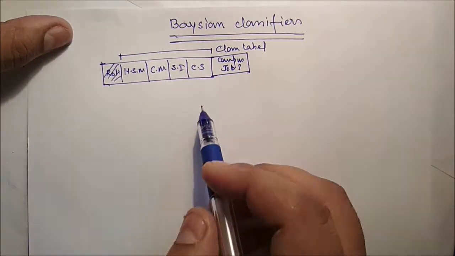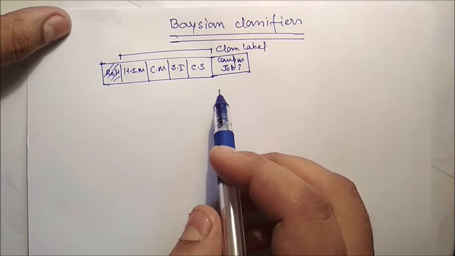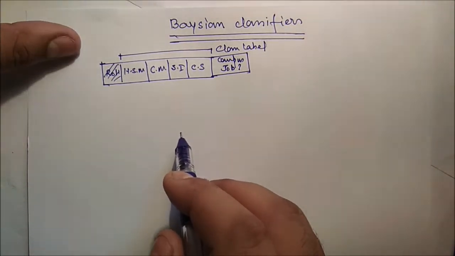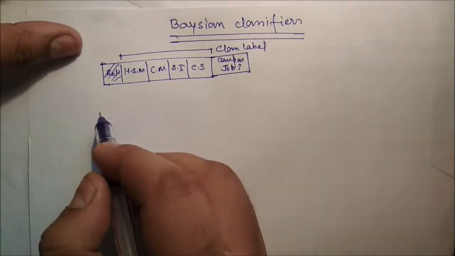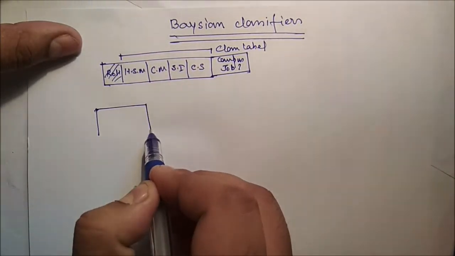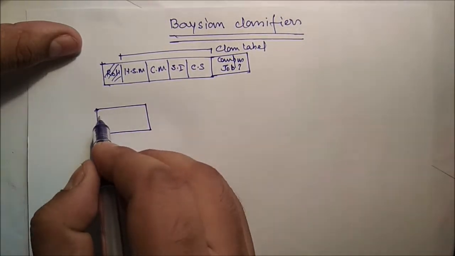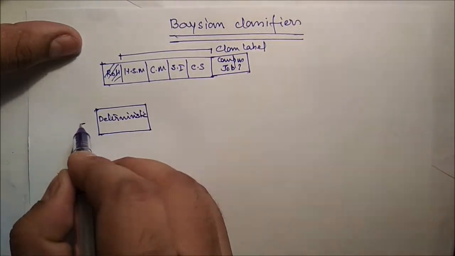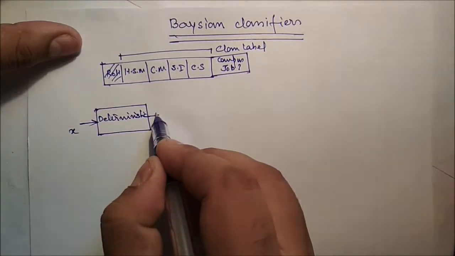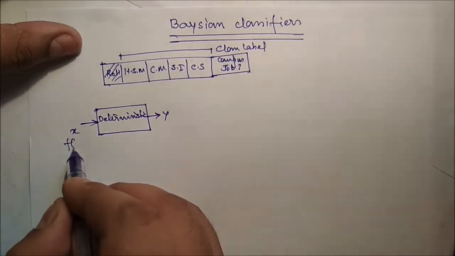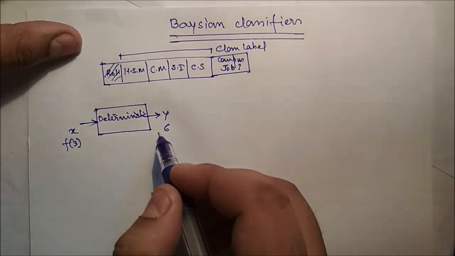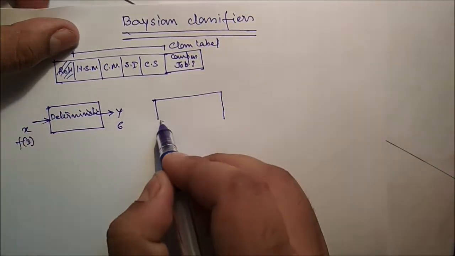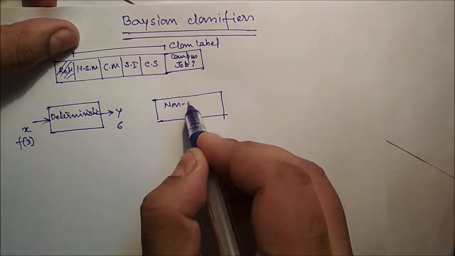Now sometimes it is possible that the relationship between attribute set and the class variable is non-deterministic. Deterministic means that for the same set of input x, the output is always the same. For example, factorial of 3 is always 6. It is called deterministic. Now if some randomness is there, it is non-deterministic.